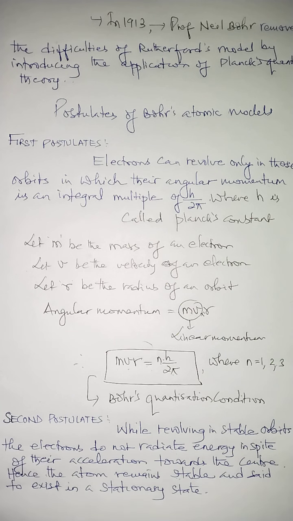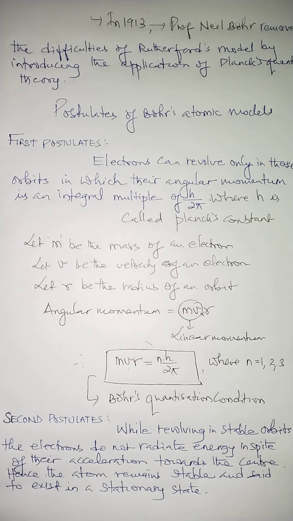a stationary state. So when an atom remains stable, this corrects the drawback which was observed in the Rutherford model, because Rutherford said that atoms are not stable, but this postulate says that atoms are stable, because an atom does not radiate energy when the electron revolves in the definite orbit. So this is the second postulate, which was proposed by Niels Bohr.